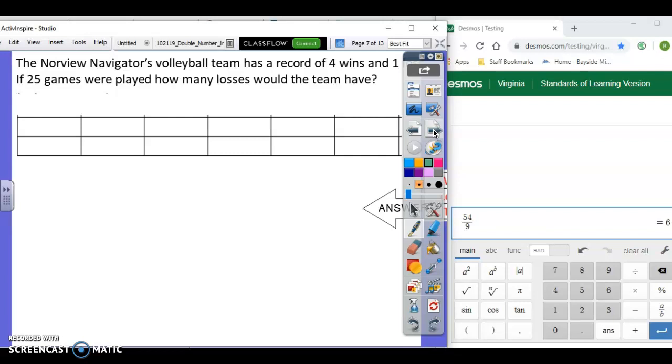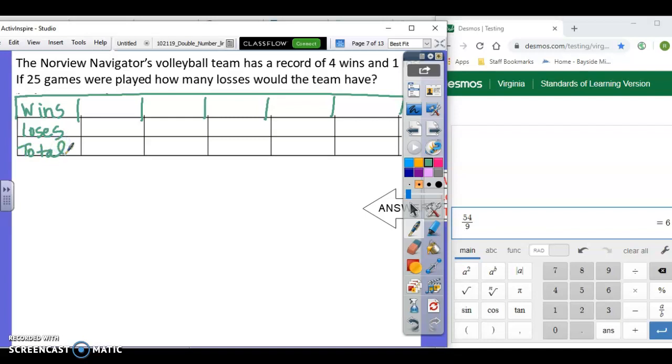So the way this is worded, it says if 25 games were played. So I know I need another row for total games. So when we label this, we need a row for wins, 1 for losses, and 1 for total. And the numbers they gave us, well, there were 4 wins, 1 loss. I know that that adds up to 5. The question says if 25 games were played, so that's going to be my total, 25. How many losses would the team have? So I'm looking for that X value right there.